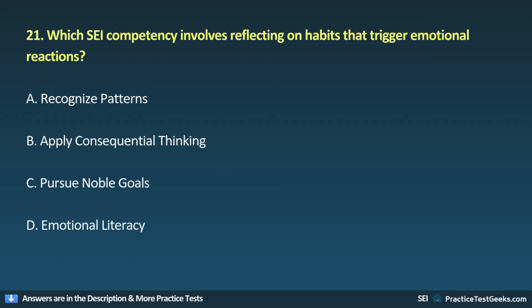21. Which SEI competency involves reflecting on habits that trigger emotional reactions? A. Recognize patterns. B. Apply consequential thinking. C. Pursue noble goals. D. Emotional literacy.